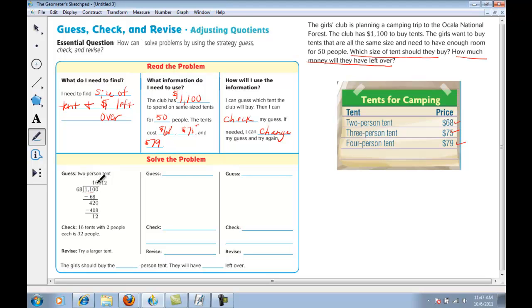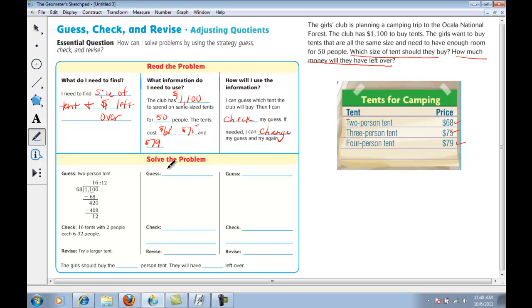I think that there's going to be 6 in each group. So if I have 68 groups of 6, that's 68 times 6, that's 408. That leaves me 12 ones left over. So my quotient is 16 remainder 12. So let's check and see if that's enough tents to fit all 50 people. 16 tents with 2 people each is 32 people. Nope, that's not going to work, so I need to try a larger tent.